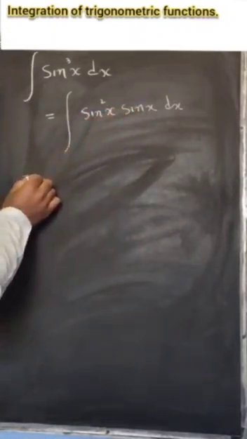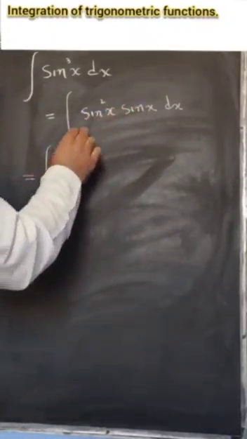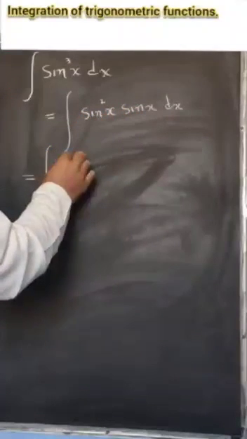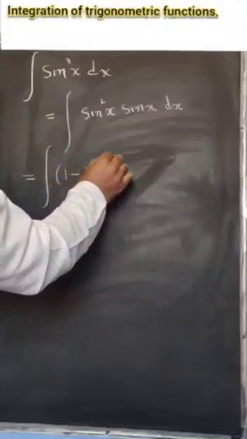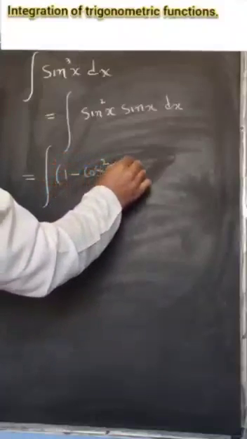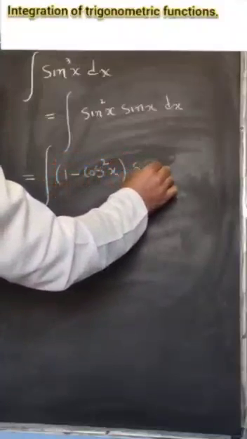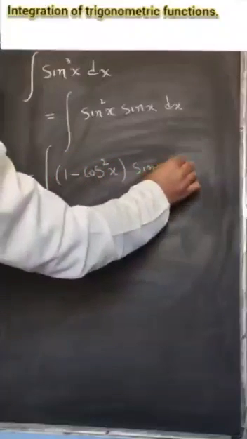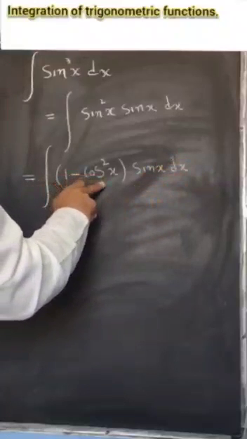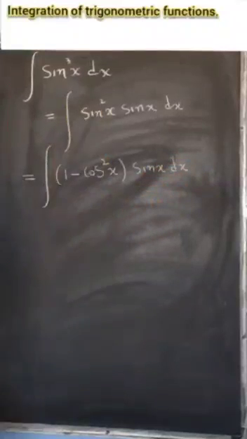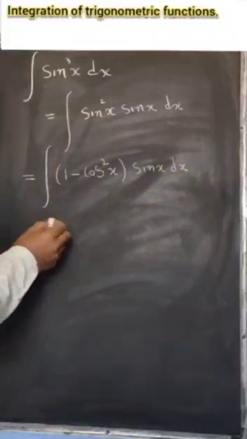But that is further equal to, instead of sine square x we can write 1 minus cosine square x into sine x dx, as we know that 1 minus cosine square x is equal to sine square x.